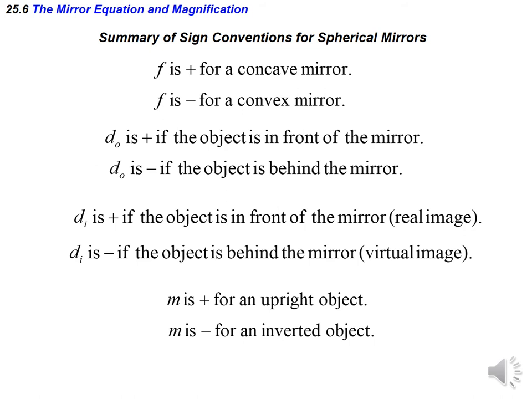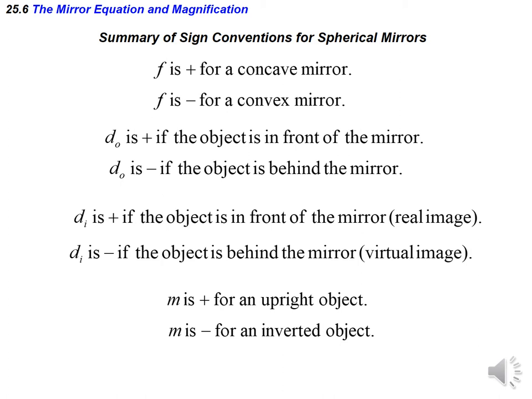We have to be reminded of these sign conventions for spherical mirrors. F is positive for a concave mirror, F is negative for a convex mirror. DO, the distance of the object, is positive if the object is in front of the mirror, otherwise negative if the object is behind the mirror. The same thing with DI, the distance of the image to the mirror, which can be positive or negative depending on the location of the image. If it is in front of the mirror, DI is positive. If the image is behind the mirror, it is negative.